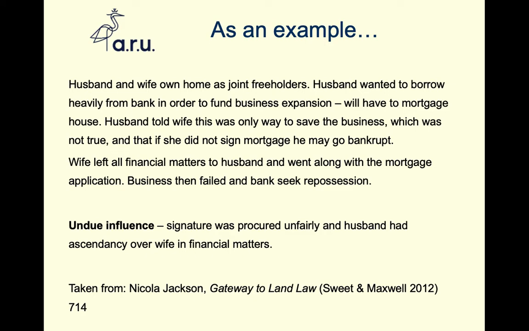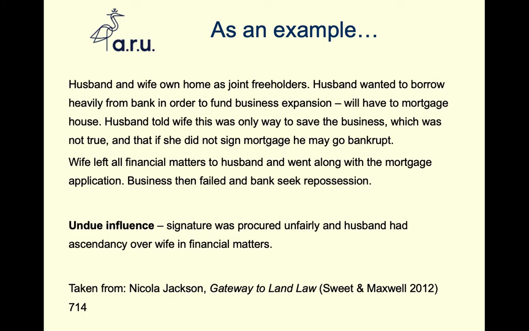So the husband has told the wife that this was the only way to save the business, which might not be true, and that if she did not sign the mortgage, he may go bankrupt again, which may not be true. The wife has no understanding of these issues, has left financial matters to the husband, and goes along with the application, signing it. If the business then does fail, and they're not able to keep up with the repayments, the bank will seek repossession. So then we're thinking about a defence mechanism as regards that repossession.